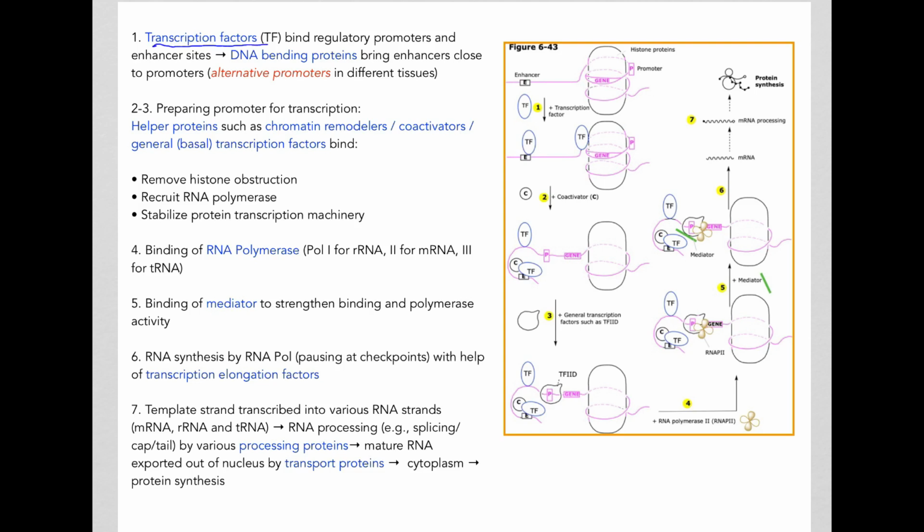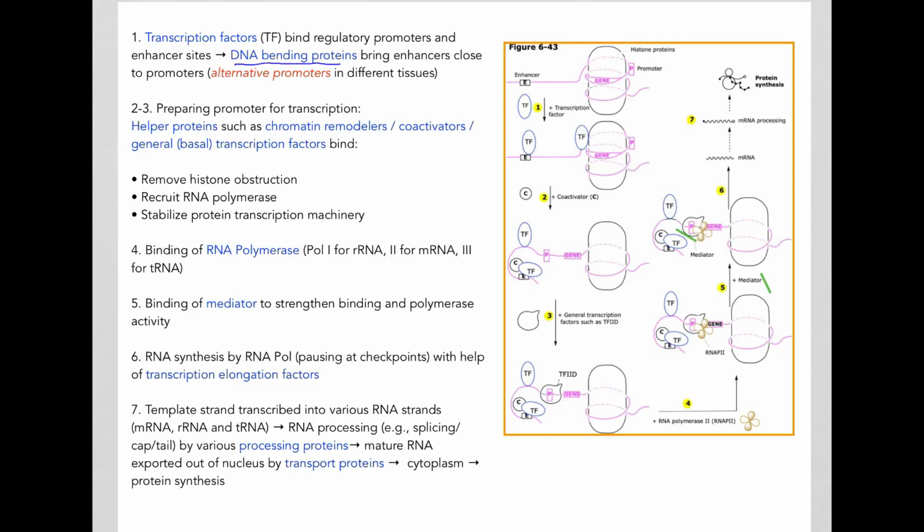Transcription factors are proteins that bind promoters as well as enhancer sites on the DNA, and that initiates the process of transcription. These transcription factors, like all proteins, are synthesized in the cytoplasm, and after they are synthesized, they have to be transported into the nucleus in order to function. So one way to control the amount of enzyme present is controlling the transport of transcription factors from the cytoplasm into the nucleus where they act.